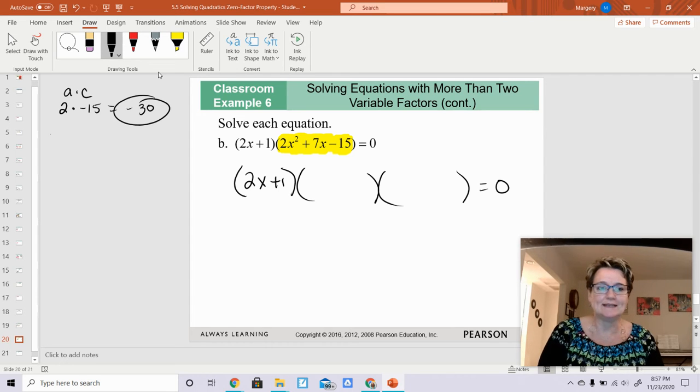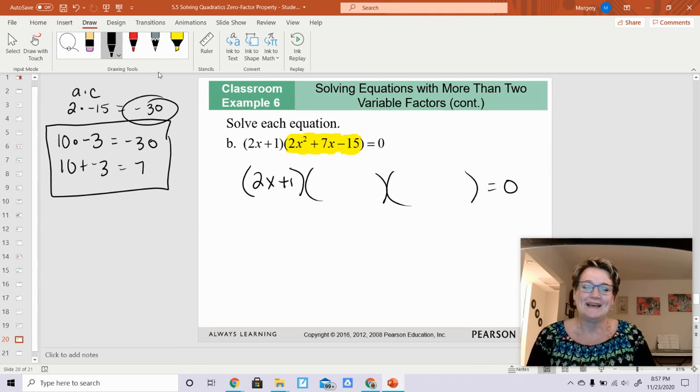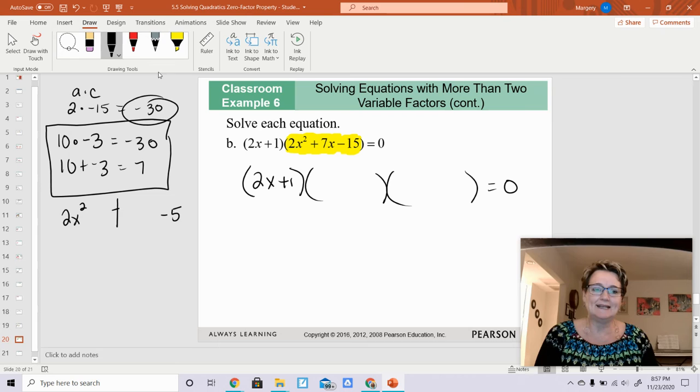Oh, let's do this. 10 times -3 gives you -30. 10 plus -3 gives you 7. Hey, we found it. I did not know what it was. So what you're going to get is this. Remember when you do the AC method, you write down the first term, you write down the last term, and you put a plus sign in the middle. I'm going to put a 10x here, and I'm going to put a -3x here.